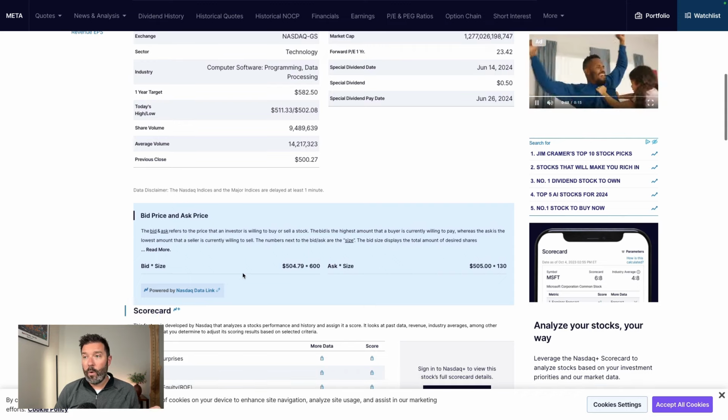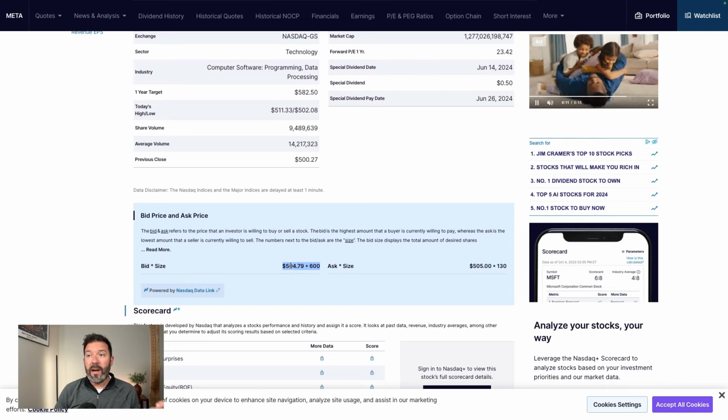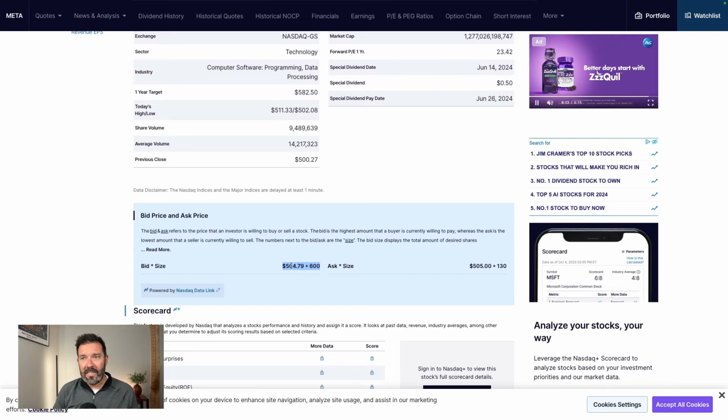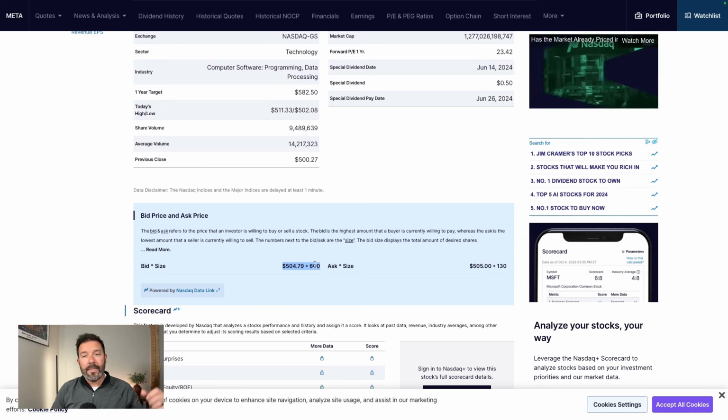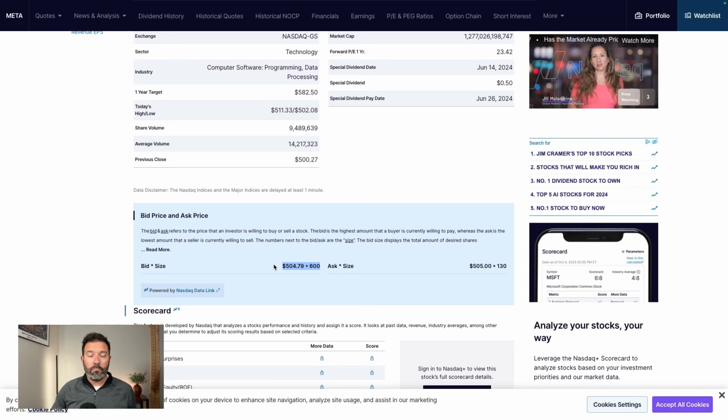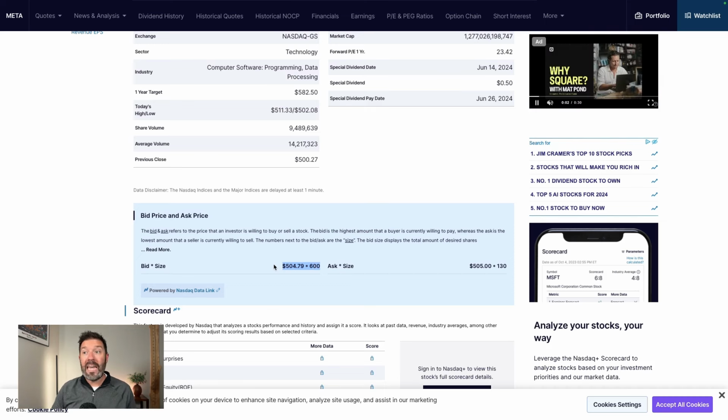Right now, as I'm recording, the bid is $504.79, and there are 600 shares sitting at the bid. That means you can go in and you can say, I would like to sell 600 shares for $504.79, and that transaction will go through. If you went in and you said, I want to sell at exactly the same price, but I want to sell 10,000 shares, this price would move. You would eat up all of the liquidity or all of the buyers at that price, and you would end up moving down in price. So that trade may not execute.